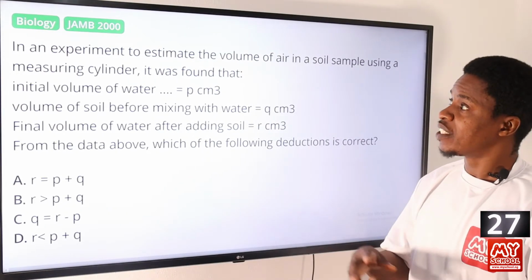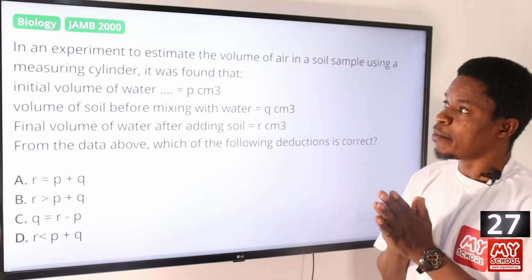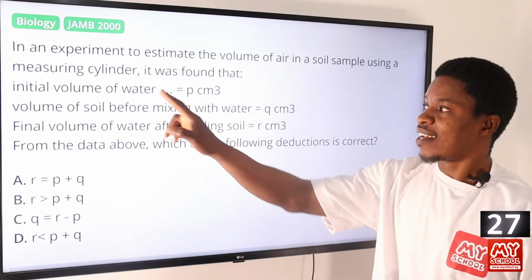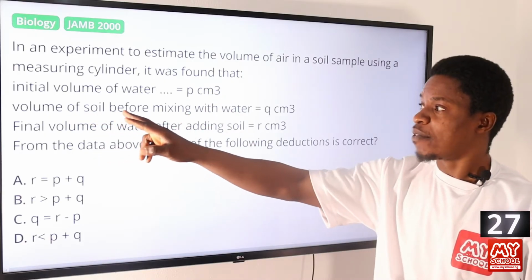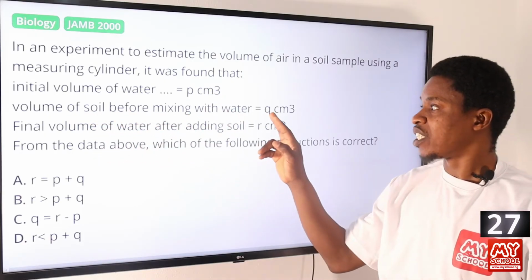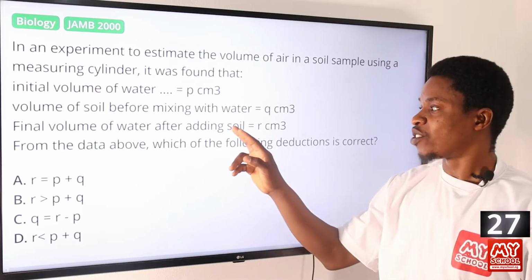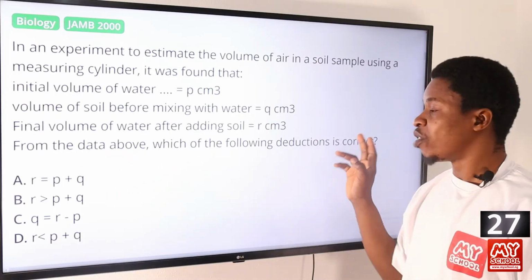In an experiment to estimate the volume of air in a soil sample using a measuring cylinder, it was found that the initial volume of water was P cm cubed. The volume of soil before mixing with water was Q cm cubed. The final volume of water after adding soil was R cm cubed. From the data above, which of the following deductions is correct?